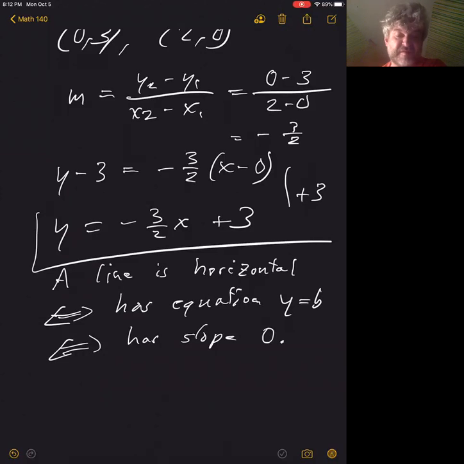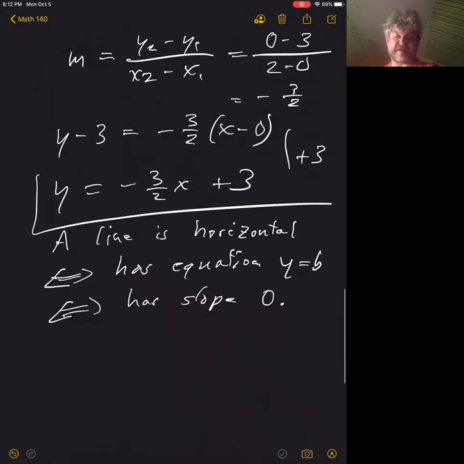So in your slope-intercept form, you have to have a slope 0 so that the x is cancelled. It's killed off, doesn't make a difference whatever x value you have. And then you are left with y is b. That's enough about horizontal lines.